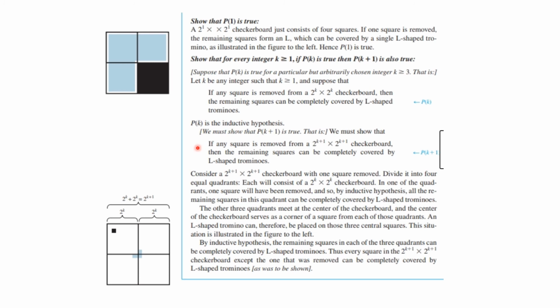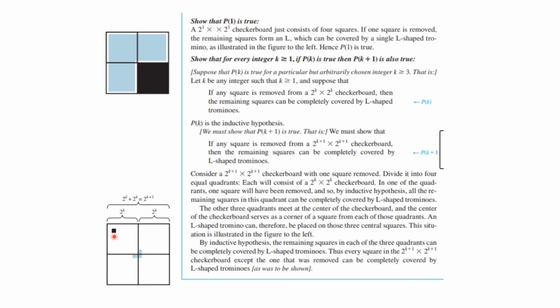And so, if any square is removed from a 2^(k+1) by 2^(k+1) checkerboard, this is P(k+1), then the remaining squares can be covered completely by L-shaped pieces. Okay, so here is the insight that we said. If this is 2^(k+1) by 2^(k+1), then I have 2^k, 2^k, 2^k, 2^k. So I have 4 pieces that are all covered by the induction hypothesis, and we're removing one square.